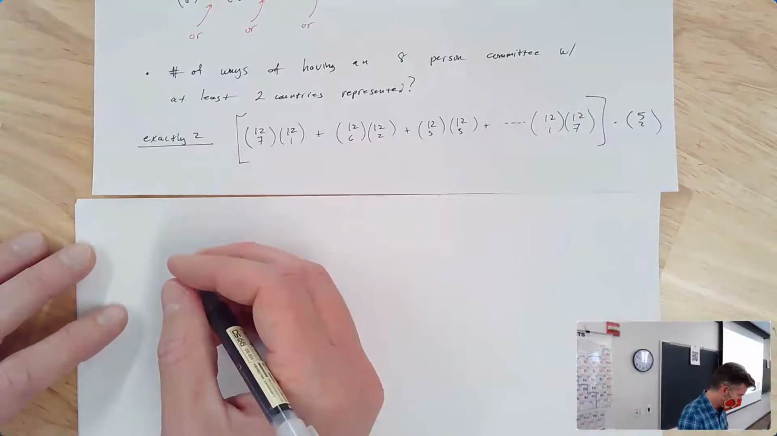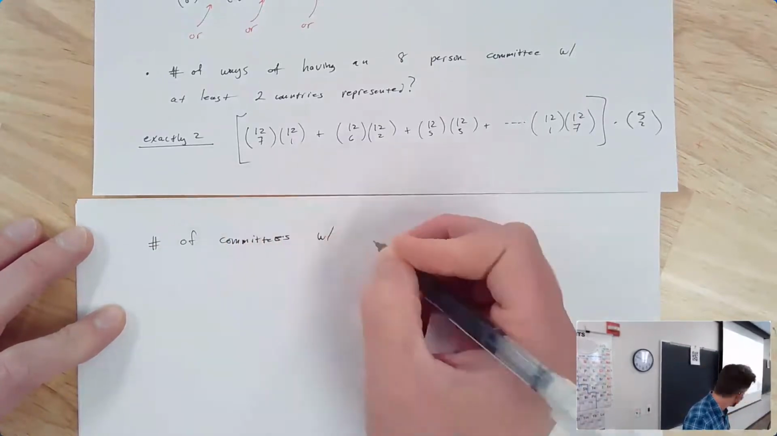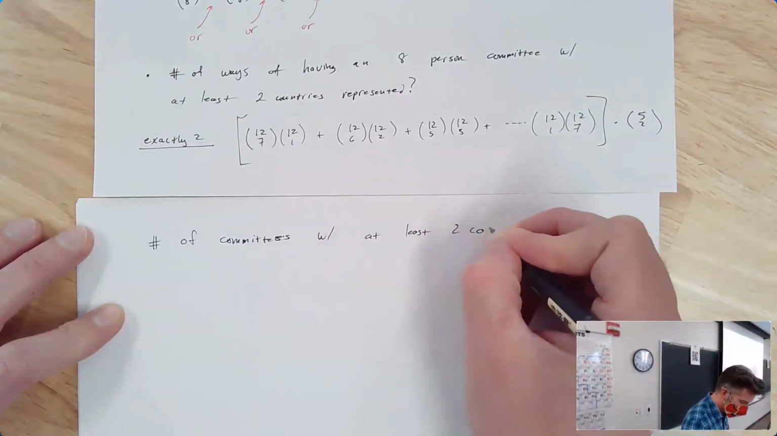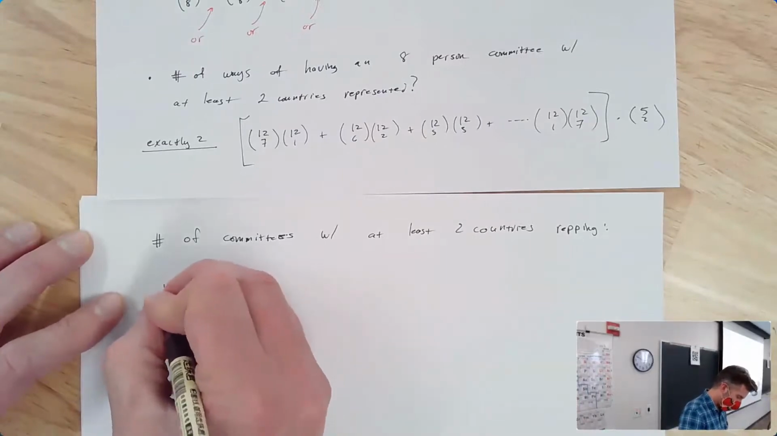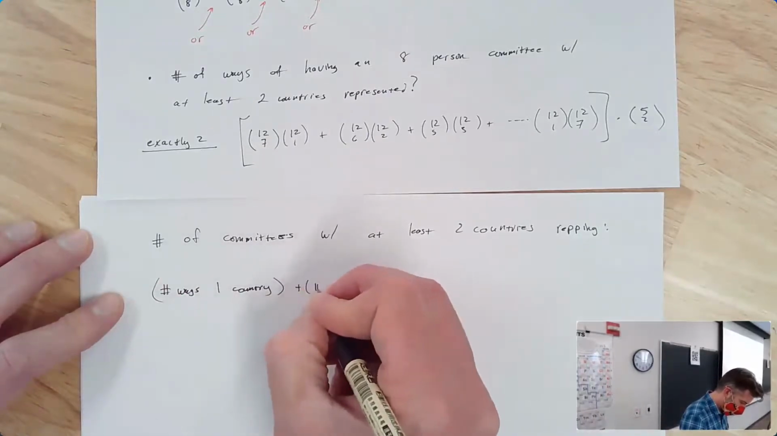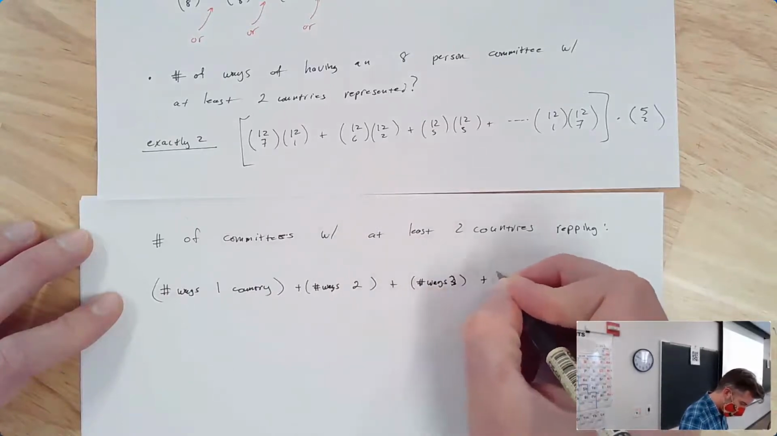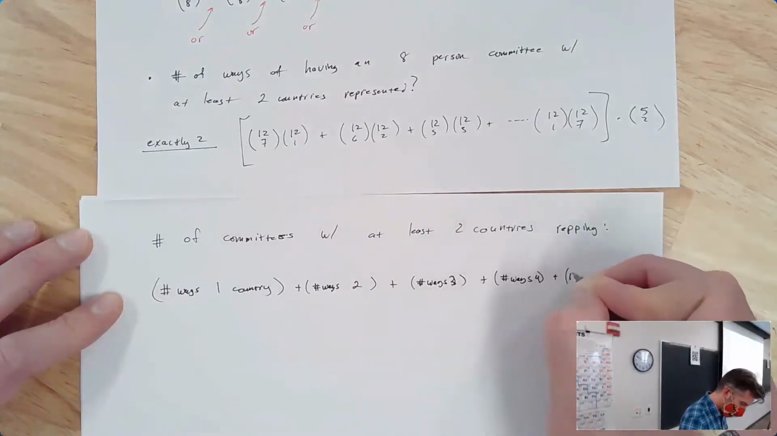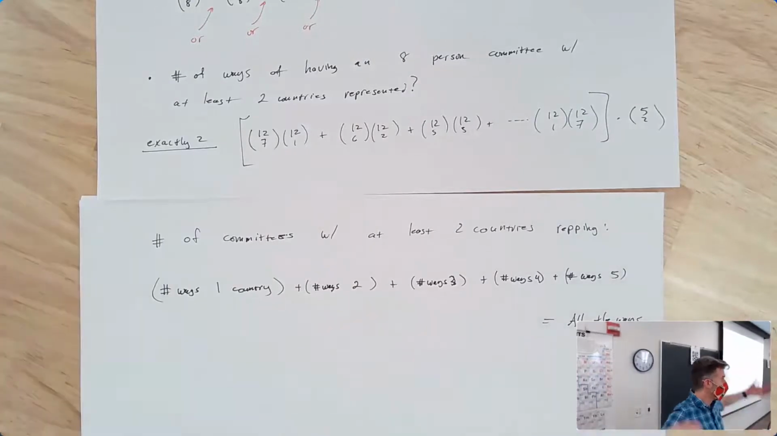If I want the number of committees with at least 2 countries represented, well, here's what we know. We know that the number of ways of one country, which you just found, plus the number of ways of 2 countries, plus the number of ways of 3 countries, plus the number of ways of 4 countries, plus the number of ways of 5 countries, is equal to all the ways. Those are the only possibilities: 1 country is represented on a committee, or 2, or 3, or 4, or 5. There are only 5 countries attending this conference, so that's it.